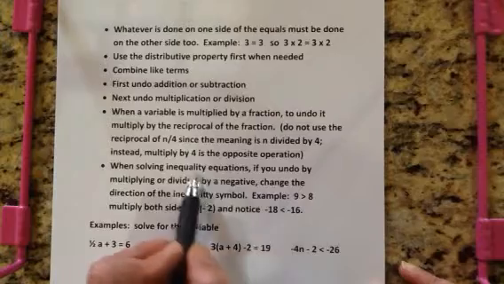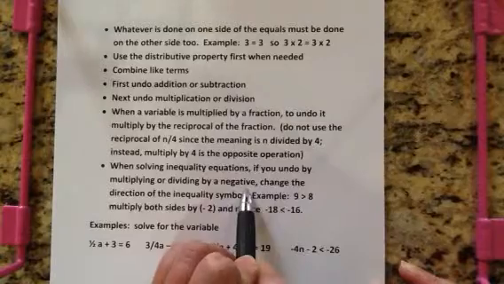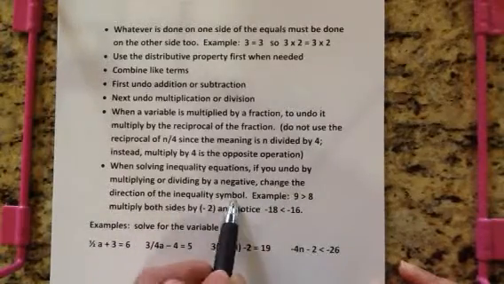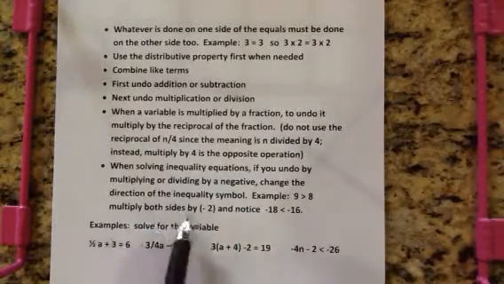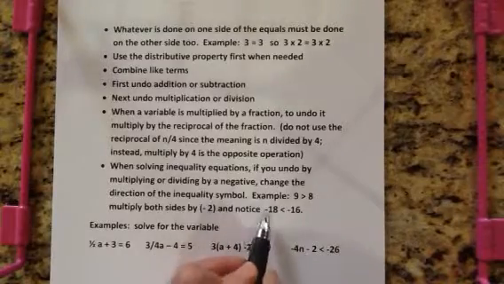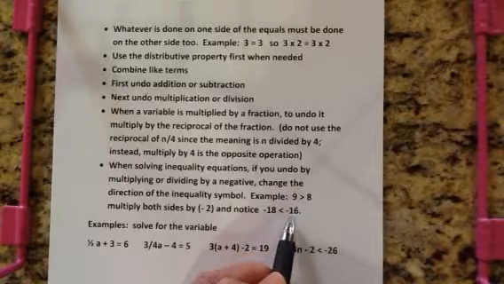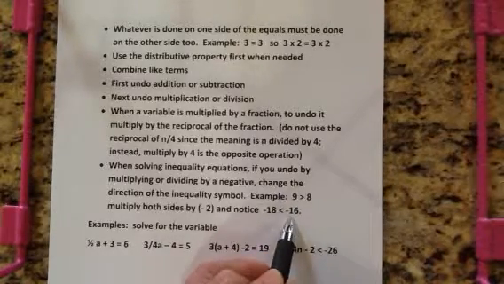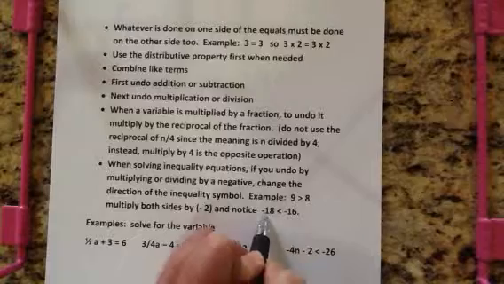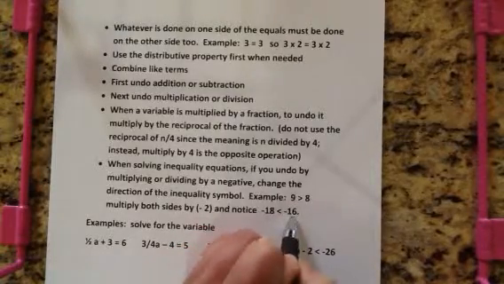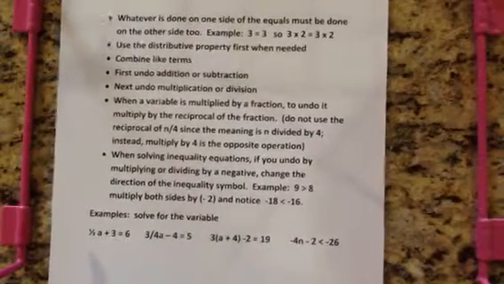When solving inequality equations, if you undo by multiplying or dividing by a negative, you're going to change the direction of the inequality symbol. So here's an example. 9 is greater than 8. But if I multiply both sides by -2, I would end up with 9 times -2 is -18. 8 times -2 is -16. Well, notice I had to change the direction of my sign because -18 is less on the number line than -16. It's more in the negative, so it's less. So the sign has to change.